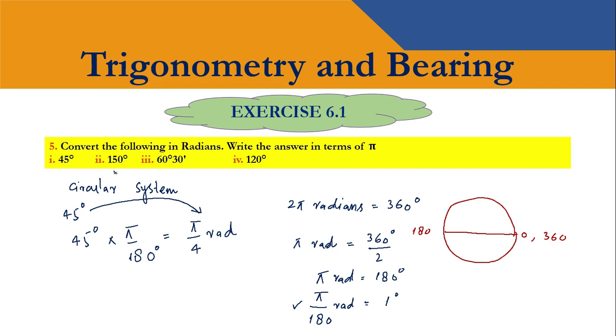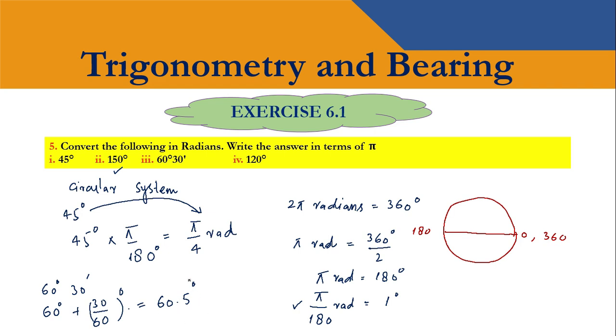Similarly, you can solve the second part, and to solve the third part, you first convert the minutes into degrees. For example, 60 degrees and 30 minutes. So 60 degrees plus, convert these minutes into degrees: 30 divided by 60, and we will get the degree answer, which is equal to 60.5 degrees.